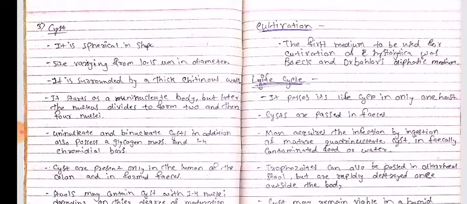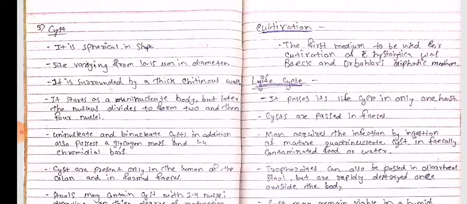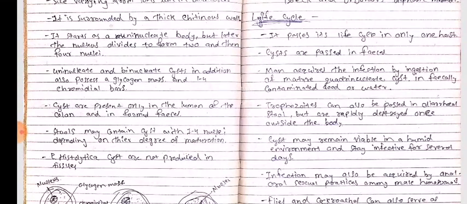Cultivation. The first medium to be used for cultivation of E. histolytica was Boeck and Drbohlav's diphasic medium. Life cycle. It passes its life cycle in only one host. Cysts are passed in feces. Man acquires the infection by ingestion of mature quadrinucleate cysts in fecally contaminated food or water.